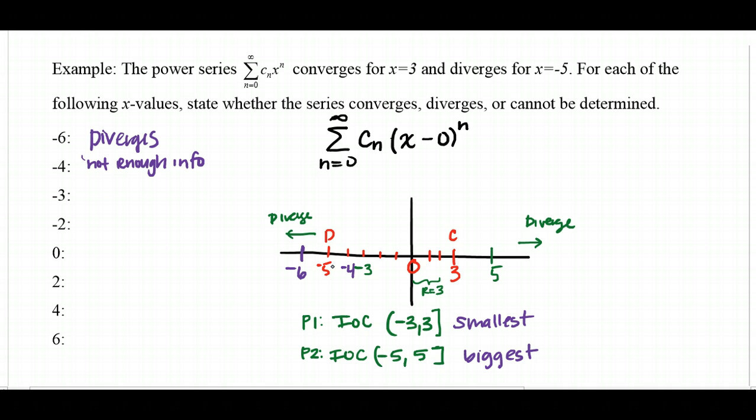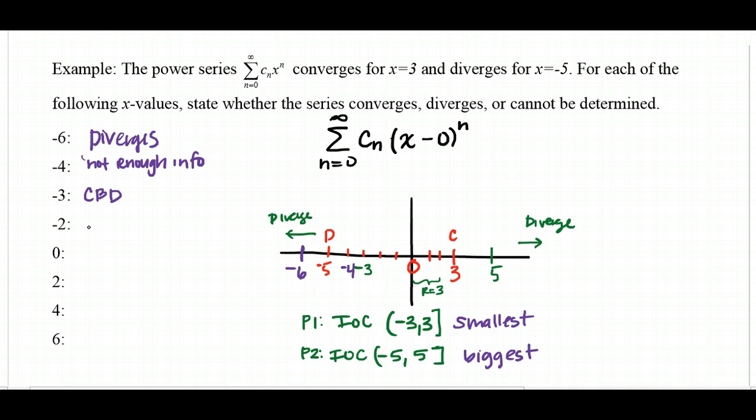At -3, because I don't know what happens at the endpoints, we said the smallest interval was an open parentheses around -3, meaning we don't include it. So once again, there's not enough info. So I'm going to put cannot be determined, as that was one of the options in the question.